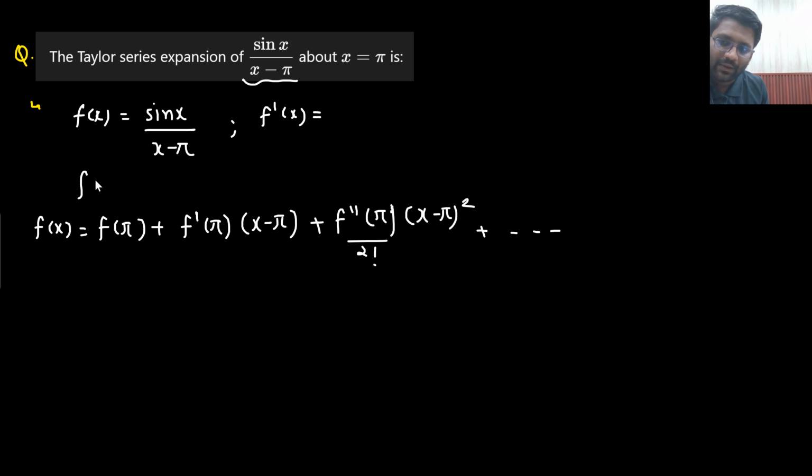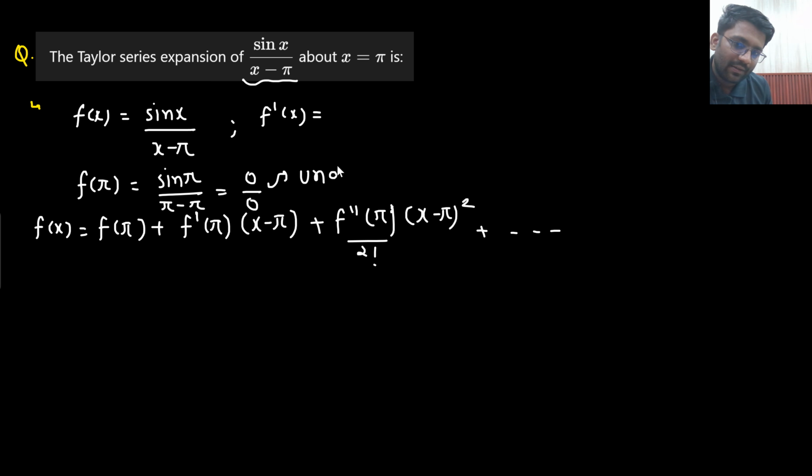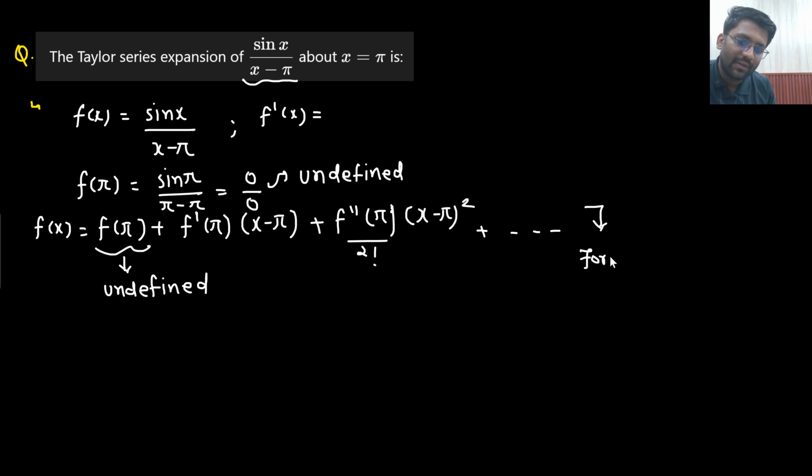Let me find the value of f(pi). f(pi) is nothing but sin pi divided by (pi − pi). Sin pi is 0, pi minus pi is 0. What does that mean? Undefined. I am finding the exact value, no? So this value is undefined, and that means I cannot apply this formula. Formula cannot be applied.